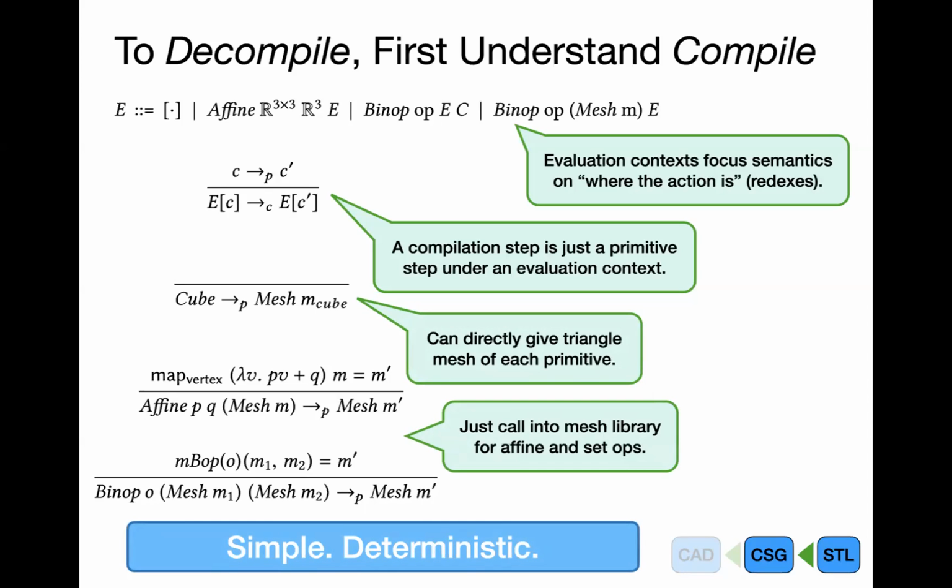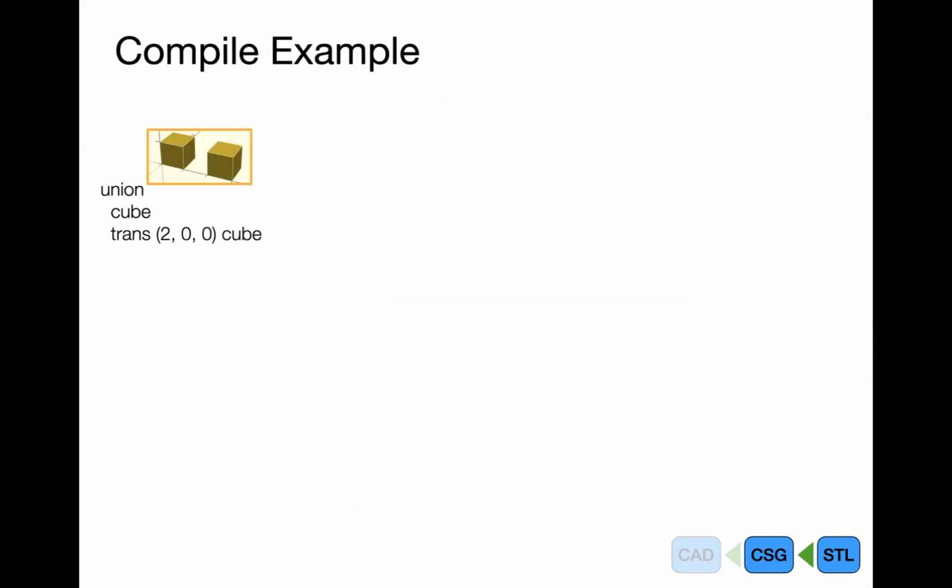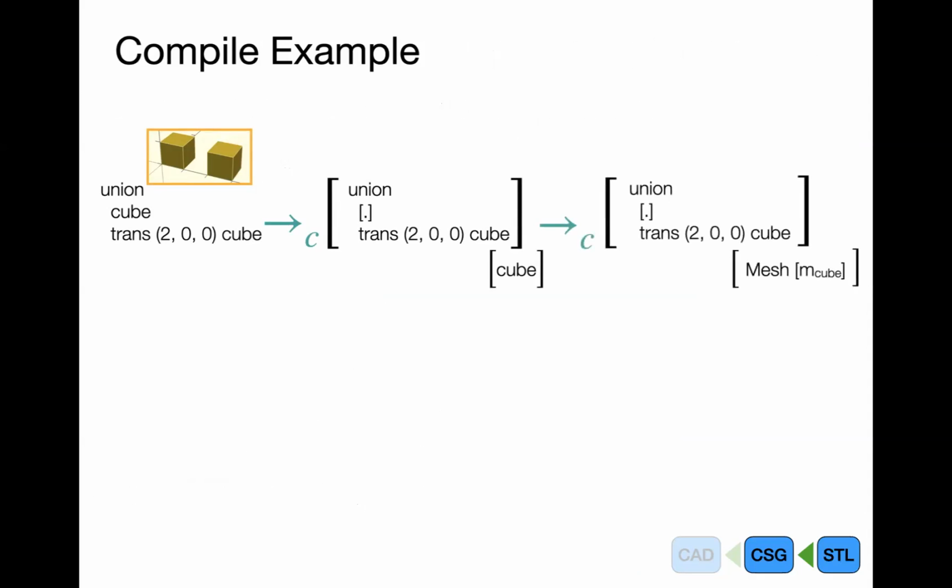This semantics is really simple. It's deterministic, but with horizontal lines and stuff, it can sometimes be a little difficult to envision what it means to run the semantics, to compile something according to these rules. So let's look at a quick example. Here we have just the union of a couple of cubes. One of them is translated a little bit over to the right. To compile it, I have a binary operator, so I first need to compile the left-hand side. In this case, the left-hand side is just a cube. That's a primitive, so that just turns into a mesh.